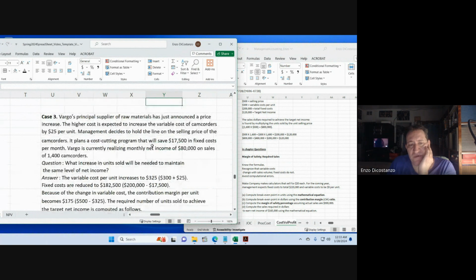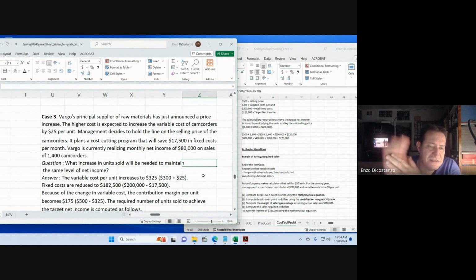So that was the second one. The third one says the supplier of raw materials has announced a price increase. The higher cost is expected to increase the variable cost of camcorders by $25. There's a cost-cutting program that'll cut some of the fixed cost, and the company's realizing 80,000 on sales of 1,400 camcorders. How do you maintain that same level of income, with the changes that are outlined in case 3?